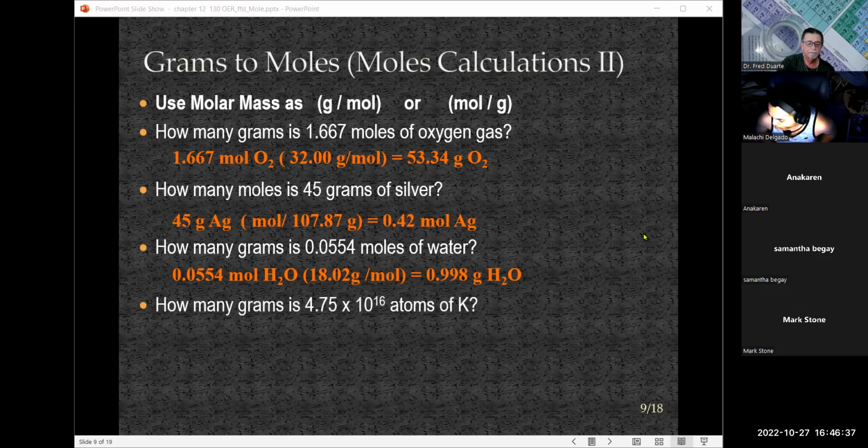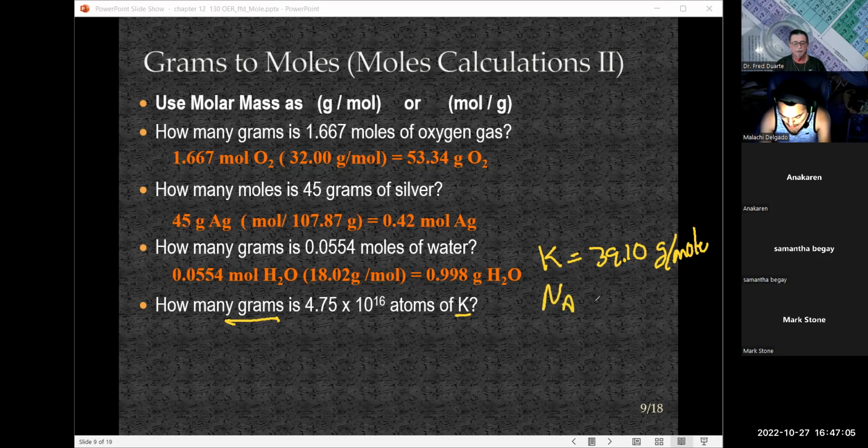All right. Now here's one that we're looking for. We want to look for grams of potassium. So let's write down what we know. The atomic weight for potassium is on the periodic table, and that is 39.10 grams per mole. And then Avogadro's number, we're going to need that because we're dealing with atoms and we've got to get unit-wise to grams.